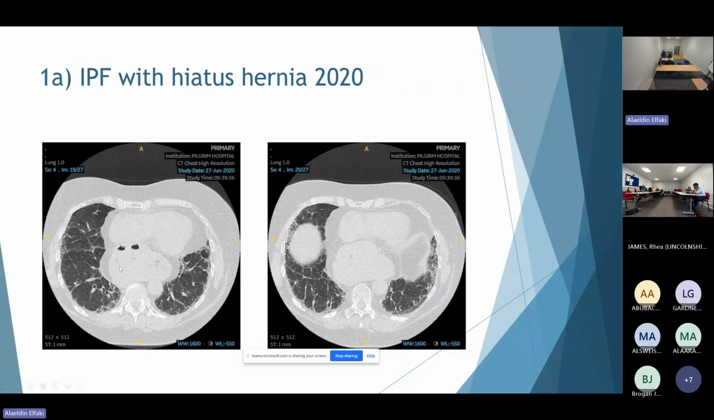So as we said previously, some people with GERD might have some relation with interstitial lung disease, and this CT scan showed lung fibrosis in a patient who has a large hiatus hernia.